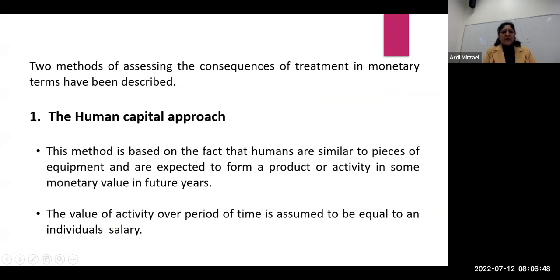Now, there are two methods of assessing the consequence of treatment in monetary terms. One is called the human capital approach. Of course, this is not valid for everybody, but this is how the hypothesis is. It is based on the fact that humans are similar to pieces of equipment and are expected to produce some monetary value in future years. The value of activity over a period of time is assumed to be equal to the individual's salary.